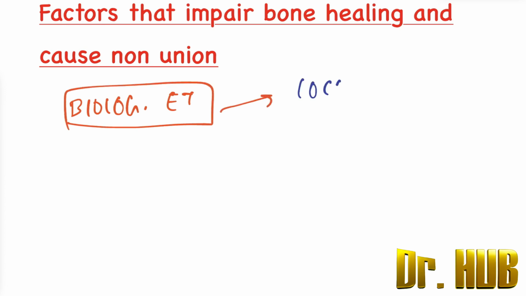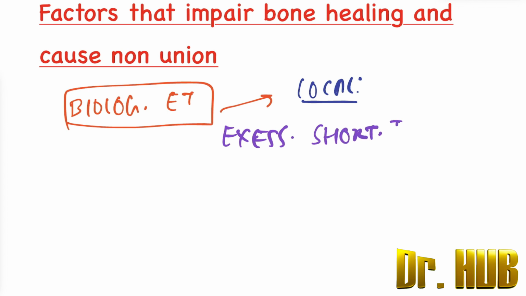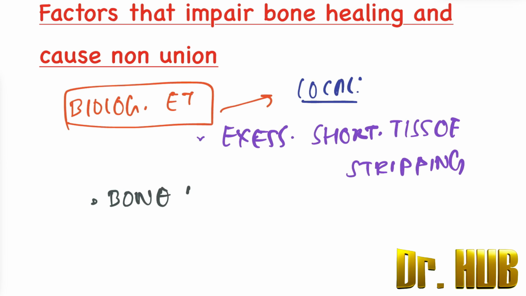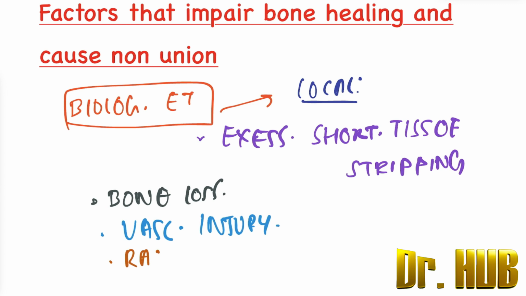Under local, there is excessive soft tissue stripping. Next is the presence of bone loss. Then comes the presence of vascular injury. There is radiation, as well as the presence of infection.